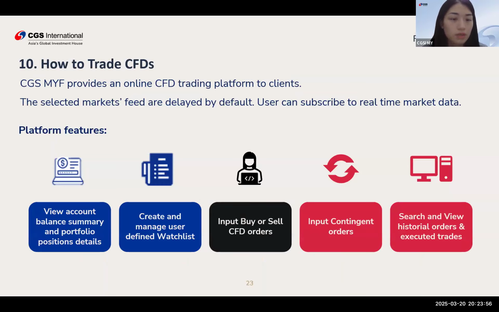Okay, so how do you trade CFD if you want to? You will be provided with a CFD trading platform to trade online. The selected market feeds are delayed by default, but you can always subscribe to real-time market data. Now, the trading platform allows you to view your account balance summary and portfolio details, create and manage your watch list, buy and sell CFD orders, and also input contingency orders to manage your risk. It also allows you to search and view your historical execution charts.